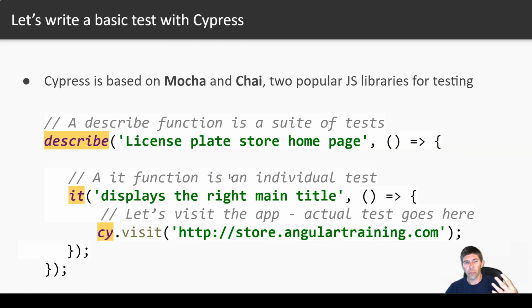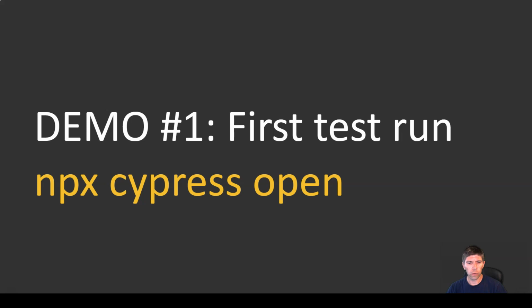So then within that function, we have the individual tests, and they are it functions, like this one. Same pattern, the first parameter is a string to describe what we are testing. Second parameter is a function where we do a test. And in that simple scenario, what we do is cy.visit store.angulartraining.com, which is basically going to open that page in the browser. So let's take a look at that example and run that first test.